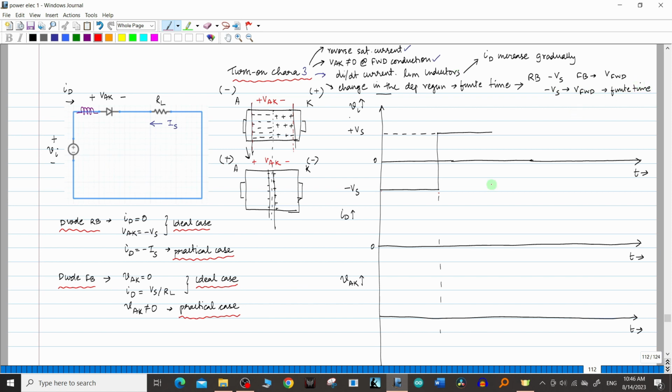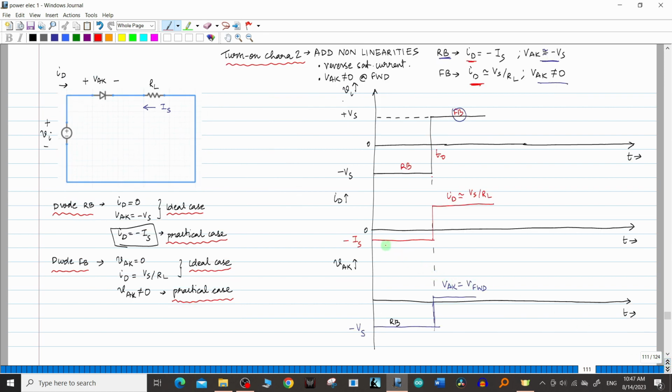Now let's start drawing the graph considering all these nonlinearities. Let's start by drawing the value of ID. Here the diode is reverse biased and in this area the diode is forward biased. Let us take this time as T0, the switching from reverse bias to forward bias condition. In the previous graph, in reverse bias the current was minus Is, and after T0, in forward bias, it quickly jumped to ID equal to Vs divided by R. Now, due to the inductors, the current will gradually increase, something like this.